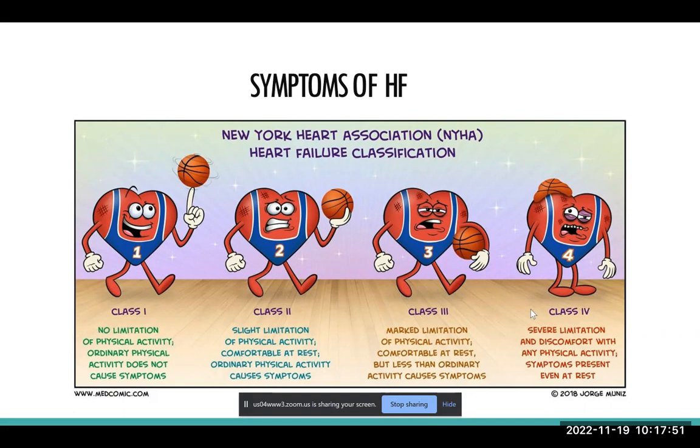If we talk about Class 1, there is no limitation of physical activity, and more than ordinary activity will cause symptoms. Class 2 is slight limitation of physical activity, comfortable at rest. Ordinary physical activity will cause symptoms. Class 3, there is marked limitation. Less than ordinary activity will cause symptoms. And Class 4 is shortness of breath at rest.